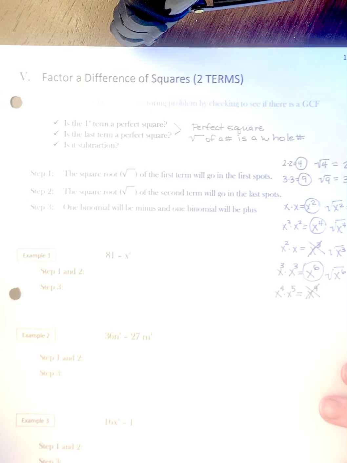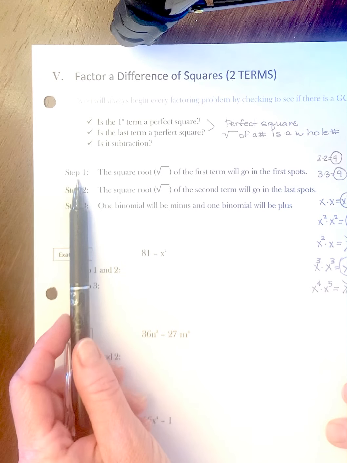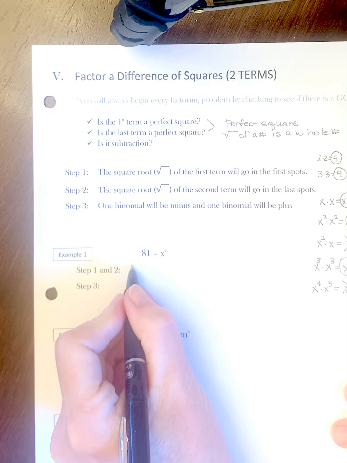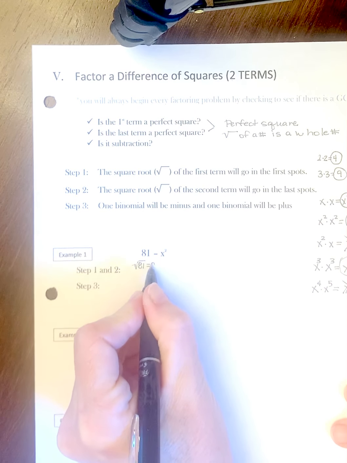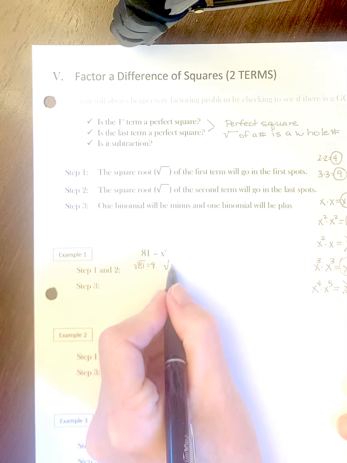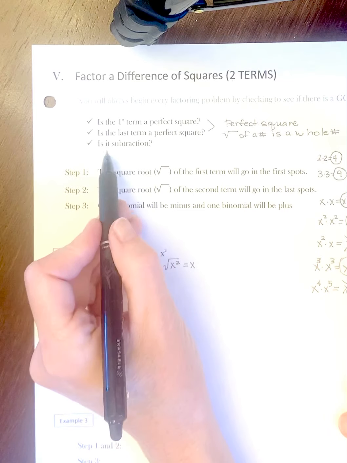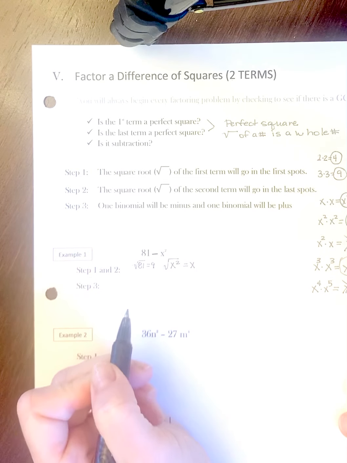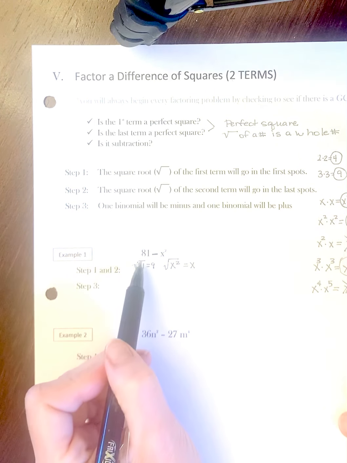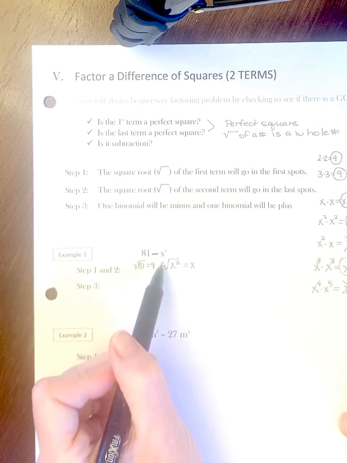Okay, now that you have that copied, let's look at the first example. All right, so the first step you ask yourself is, is the first term a perfect square? Well, yes it is, because the square root of 81 equals 9. And then you ask yourself, is the last term a perfect square? The square root of x squared equals x, so yes, that is a perfect square also. Is it subtraction? Yes, it is subtraction, so you're good there. All right, so it is a difference of two things that were squared. So it's a difference of squares.